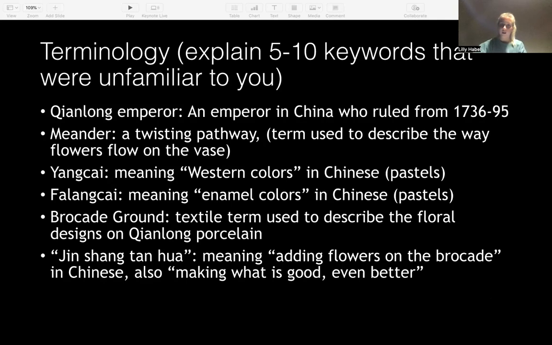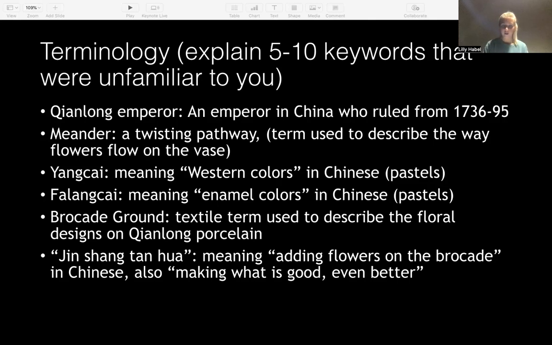So here's some terminology within her article that was not familiar to me, and I am going to try to help explain it to you. The Qianlong Emperor is an emperor in China who ruled from 1736 to 95 when these ceramics and textiles were being produced. Meander, which means a twisting pathway, is a term used to describe the way the flowers flow on both the vase and the textiles. It's a meandering pattern. Yangshai, which means Western colors in Chinese, refers to the pastel light pinks, light greens, light blues of the Qianlong vase and the Western textiles. And Fulangshai also means enamel colors in Chinese, which basically refers to the same thing.